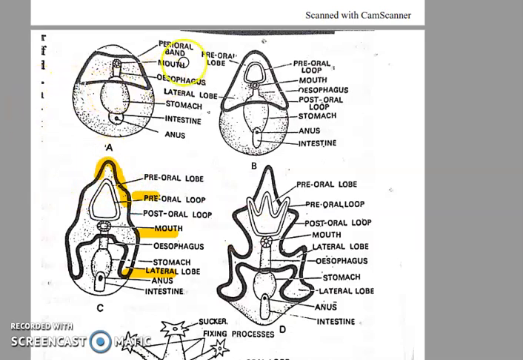And this perioral band that was present in the front initially gets divided into two loops, preoral loop and postoral loop. Okay, so preoral and postoral loops are formed from the perioral band. This preoral loop borders the preoral lobe, the front lobe, and the postoral loop borders the lateral lobes, which are three pairs on the posterior side. So this is the Bipinnaria larva.